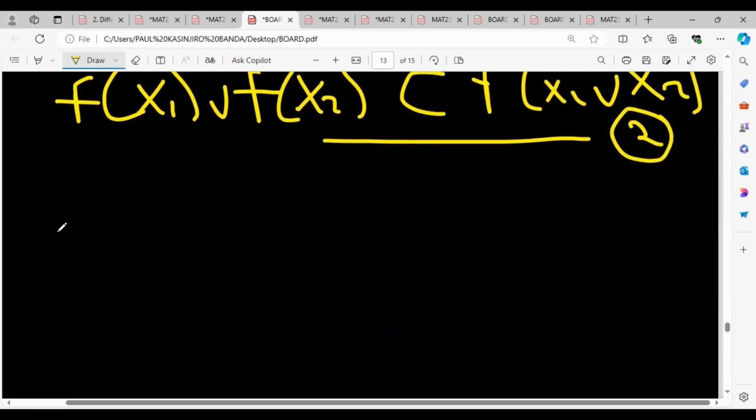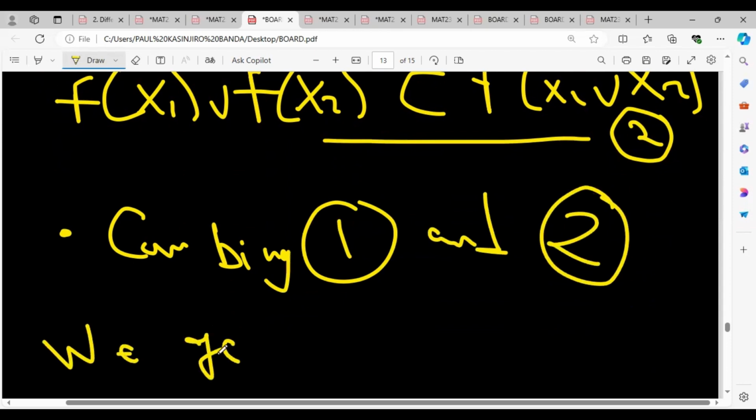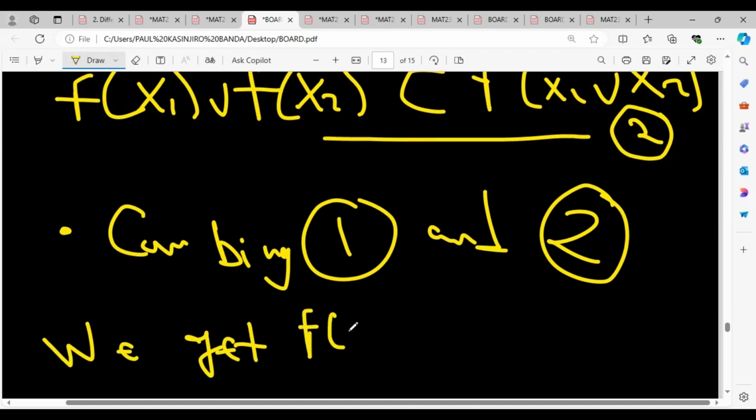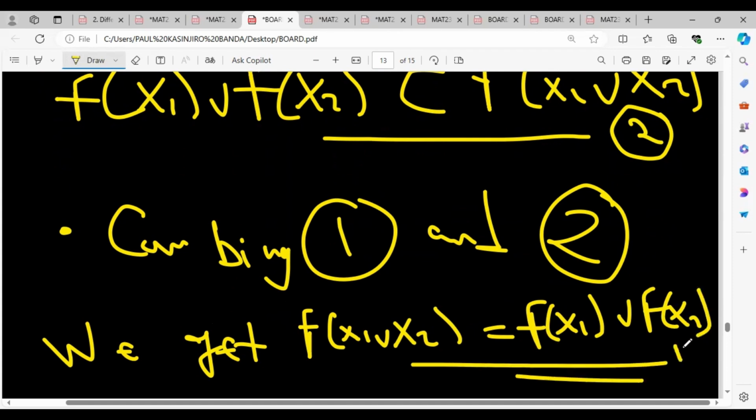And then from there we can just say, combining 1 and 2, we get that the two are equal, right? So f of x1 union x2 will actually be equal to f of x1 union f of x2. So I get this, and then I can say hence proved.